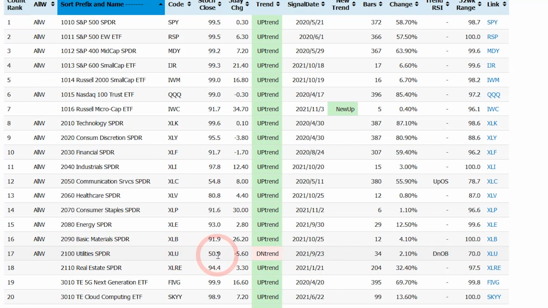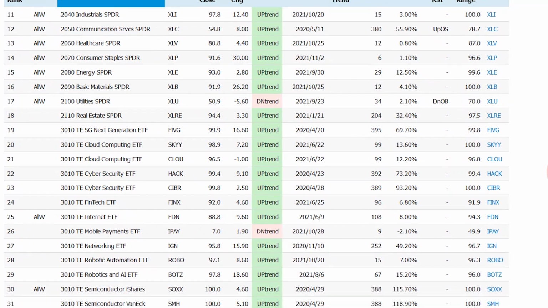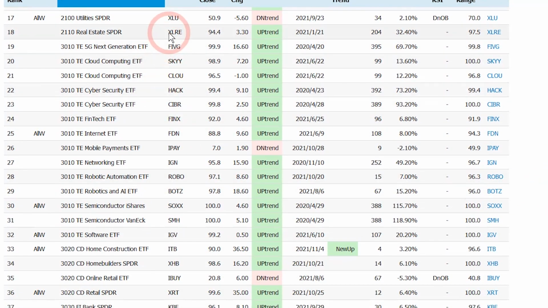You can see StochClose is at 50, which basically means it's in the midpoint of its 6-month range. REITs are near the high point, so they are strong, with the StochClose in the mid-90s. But if we scroll down here, we can see the technology-related ETFs are in uptrends, except for iPay. It is the weakest. And then if we scroll down a little further, we can see home builders. iBuy is still in a downtrend.